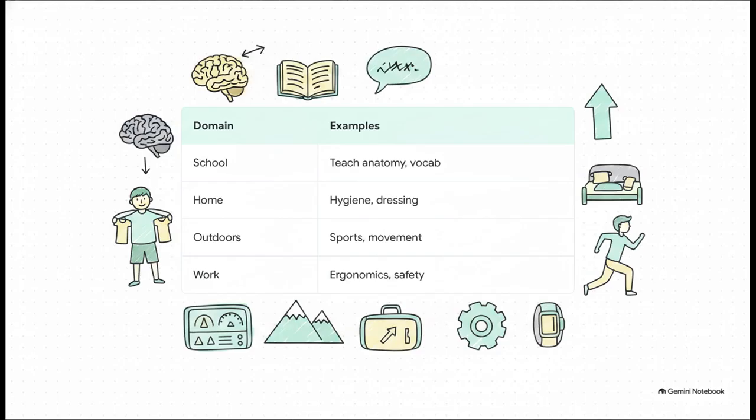At school, maybe it's used for teaching human anatomy or even foreign language vocabulary. At home, a kid could use it as a visual checklist for getting dressed. Or, hey, you could use it for packing your suitcase. Outdoors, it becomes an ergonomic posture checklist for runners. At work, it's a safety dashboard or a framework to organize smart wearables. The underlying structure stays perfectly stable, but the content? It adapts to absolutely whatever you need.